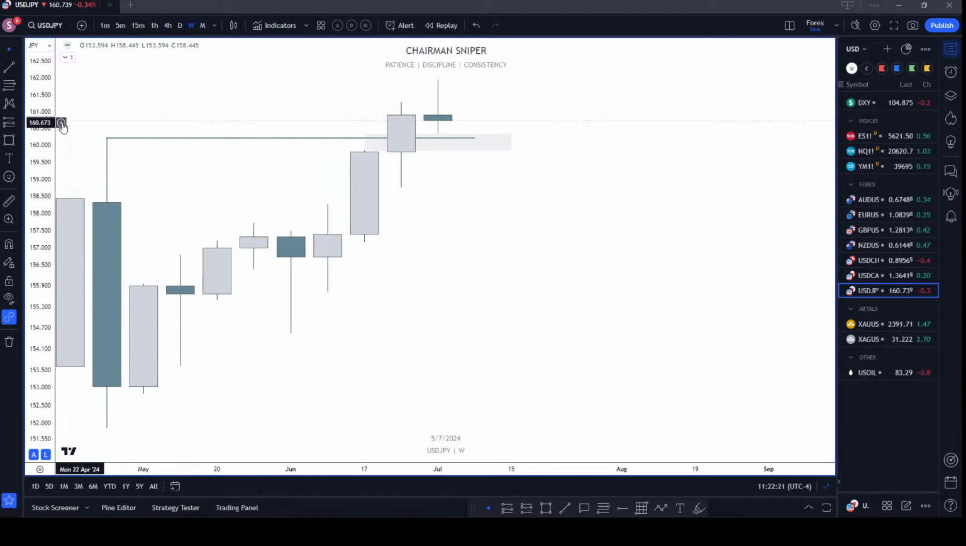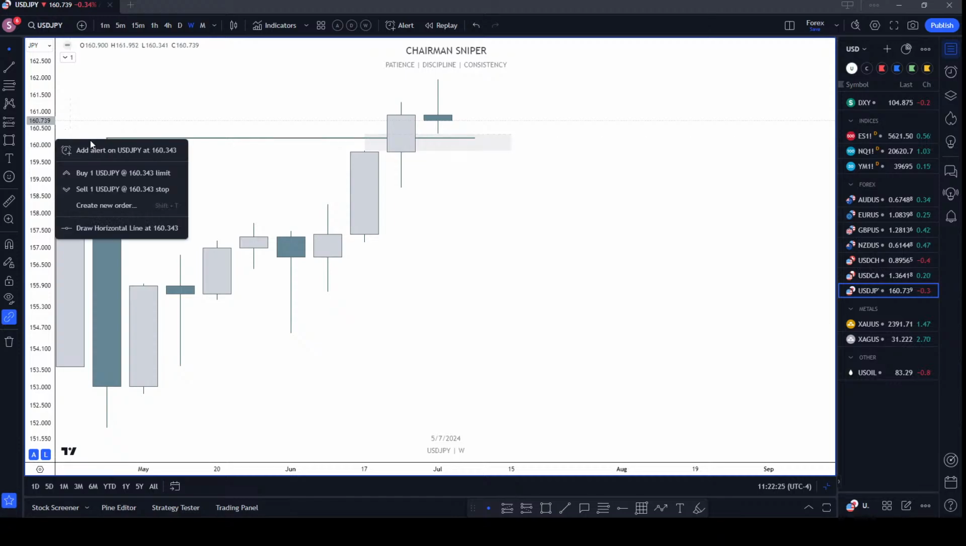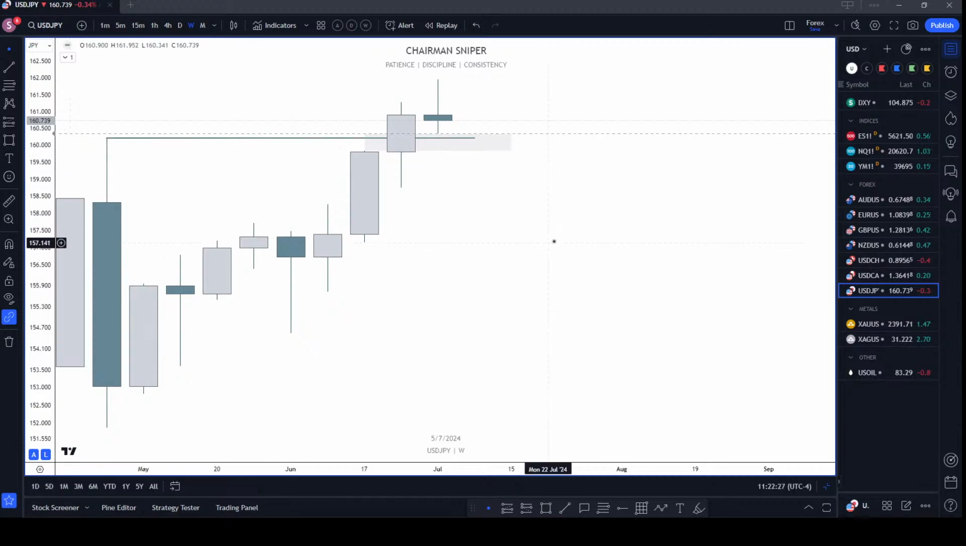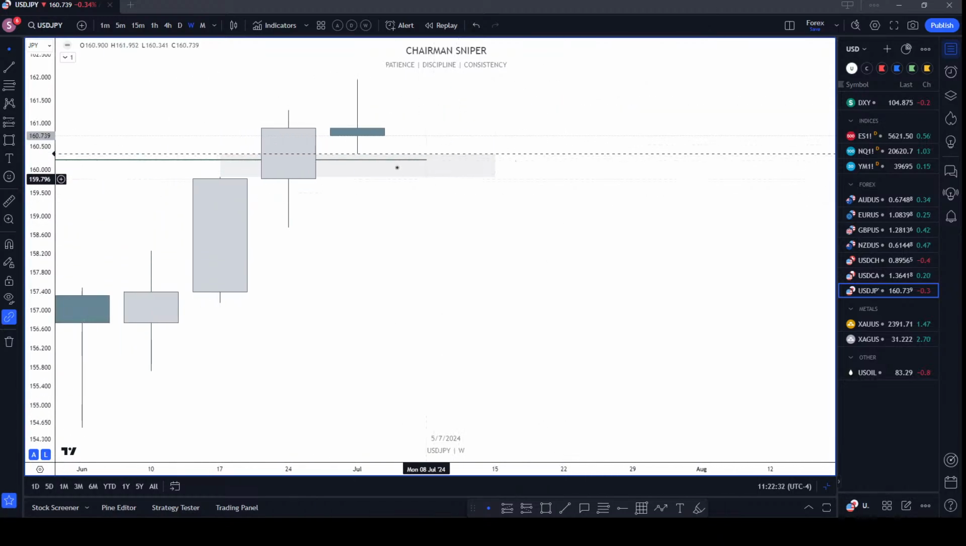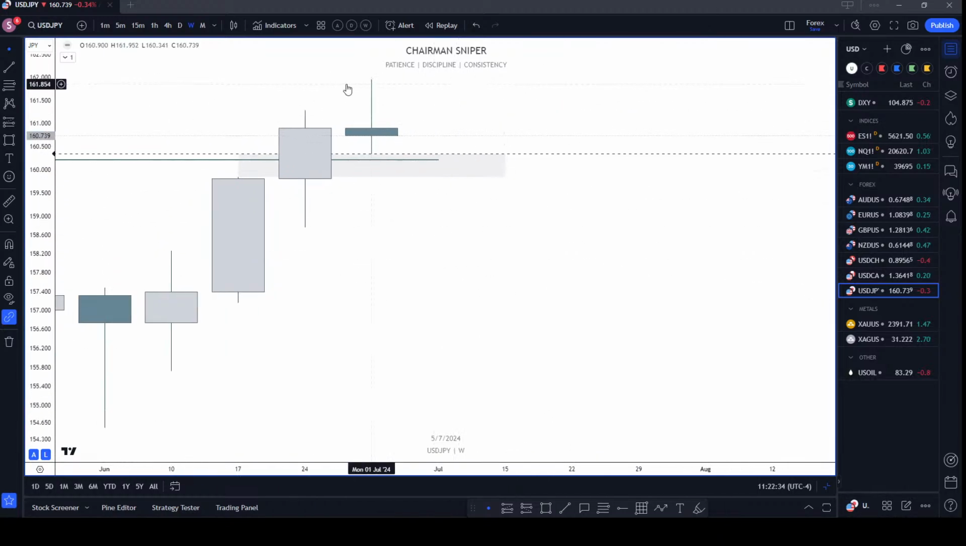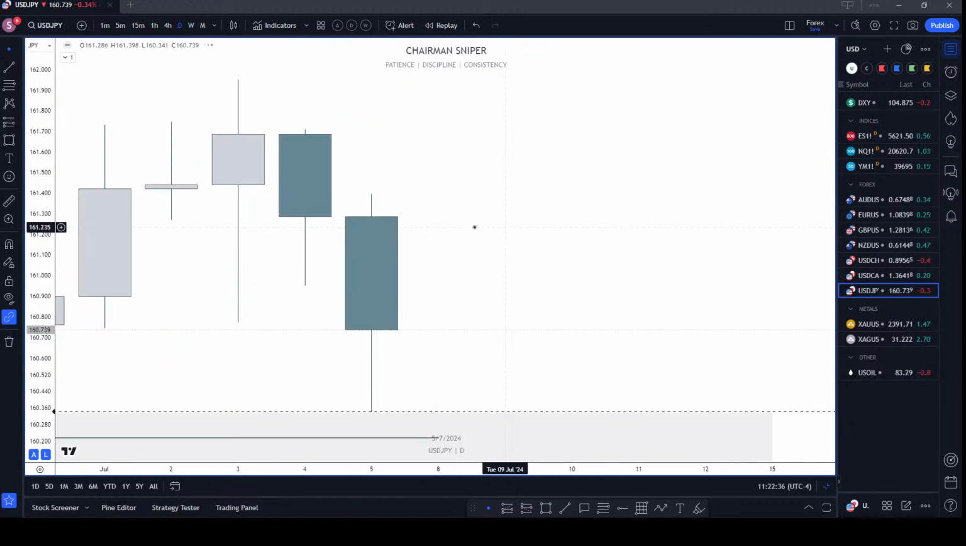Yeah, that's definitely a possibility right here. Would love to see that. We are at all-time highs, so if we do trade into this and trade higher, we will just be targeting this high, and that would be about it.